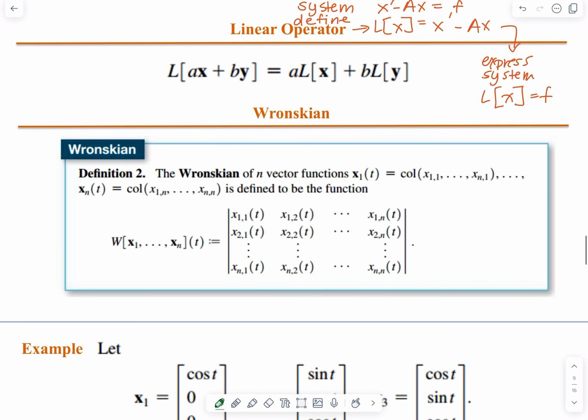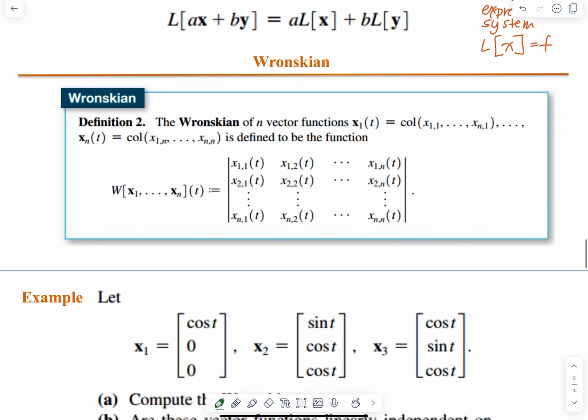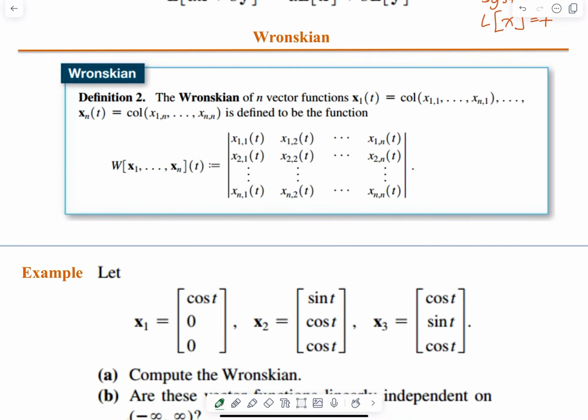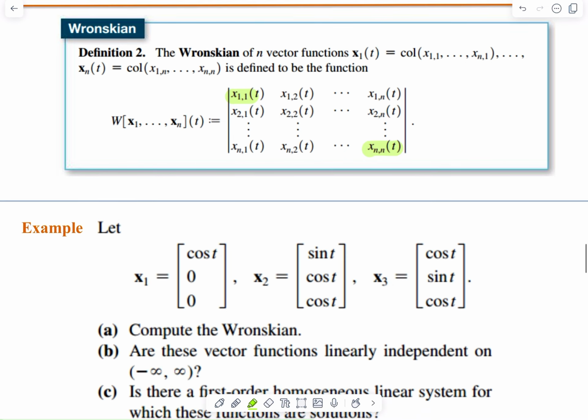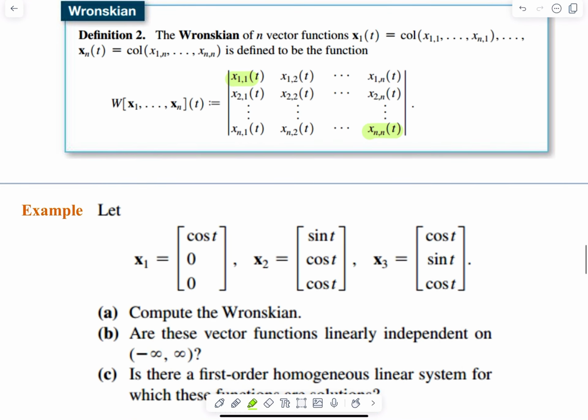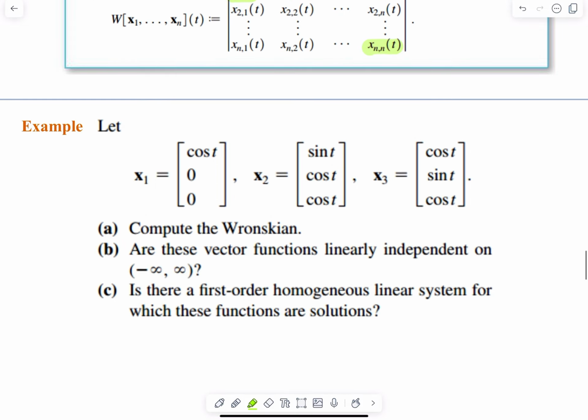Okay, we have defined our linear operator. Let's revisit the Wronskian. So the Wronskian of n vector functions, x1 of t, x2 of t, all the way to xn of t, these column vectors, is defined like this. The Wronskian of n vector functions is equal to the determinant of this matrix here. And you can see this is x1 of t, and you can notice the notation all the way to xn of t. Let's go ahead and try to compute the Wronskian of these vector functions.